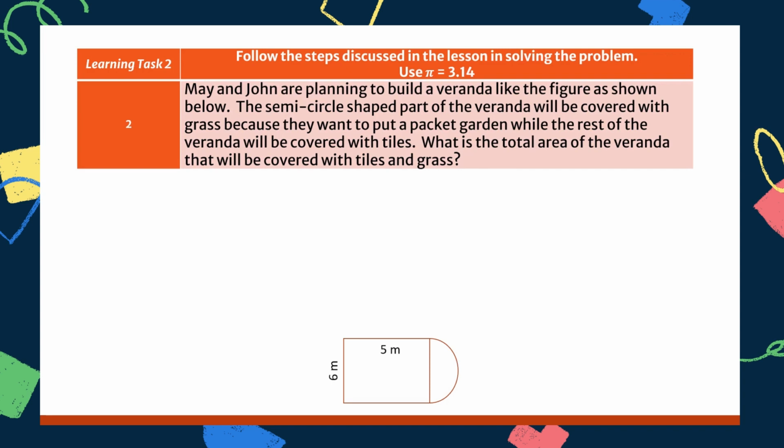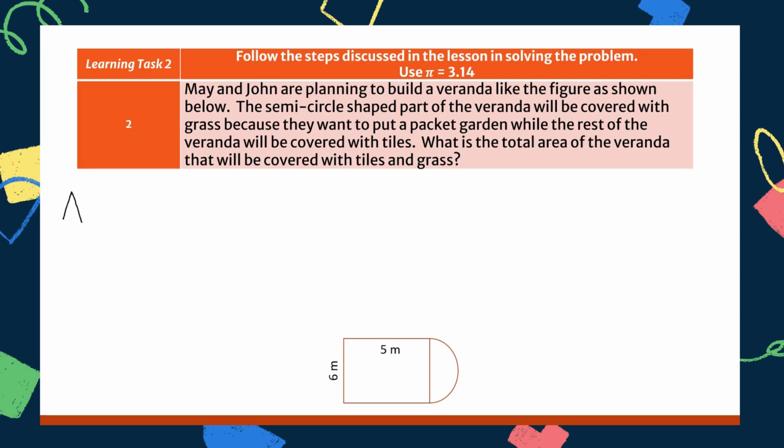Well, kung titingnan natin yung figure, there's a given rectangle. At the same time, semicircle. At para makuha yung total area of the veranda that will be covered with tiles and grass, kukunin natin ang area of a rectangle plus the area of a semicircle. Unahin natin ang area of a rectangle.